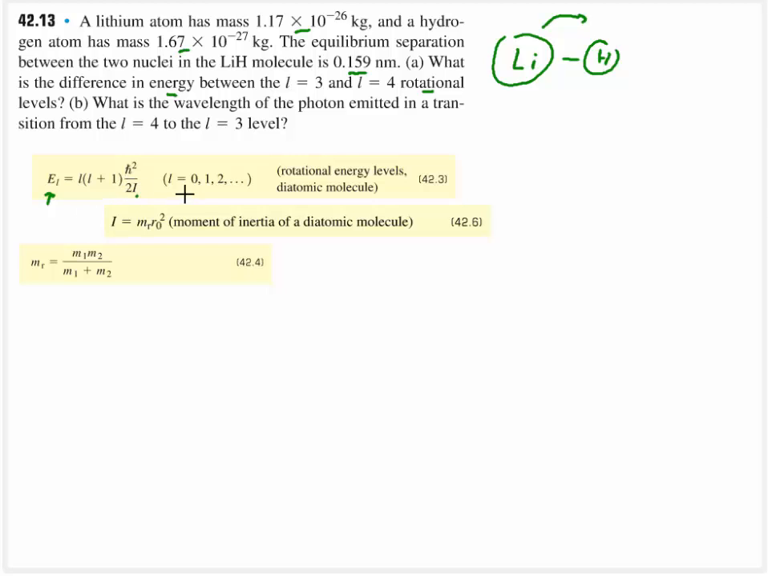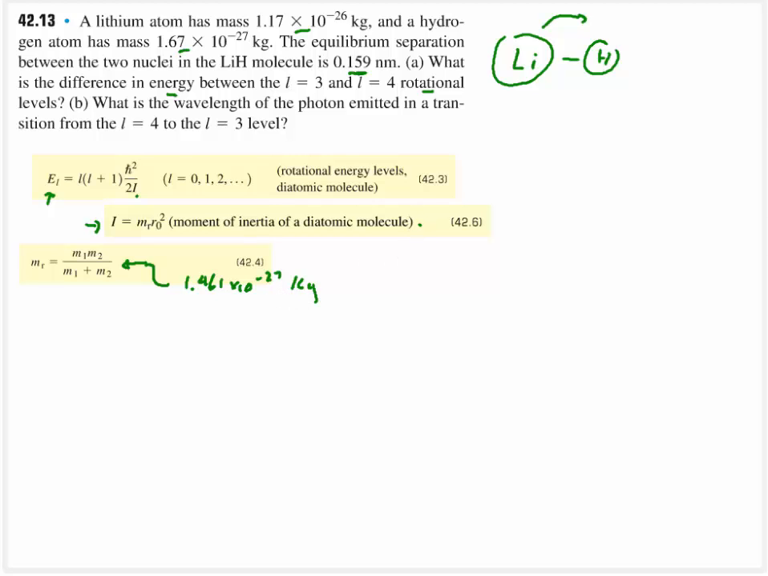We do need to know the moment of inertia for this. That's going to be the reduced mass multiplied by the distance of separation squared, which they gave us, 0.159 nanometers. So first thing we're going to do is use this, as well as the masses of the lithium and the hydrogen. I'm going to spare you me typing all that in. The reduced mass works out to be 1.461 times 10 to the negative 27 kilograms.